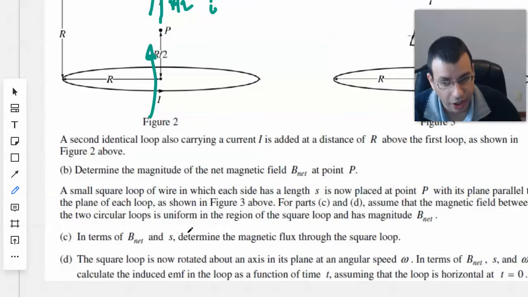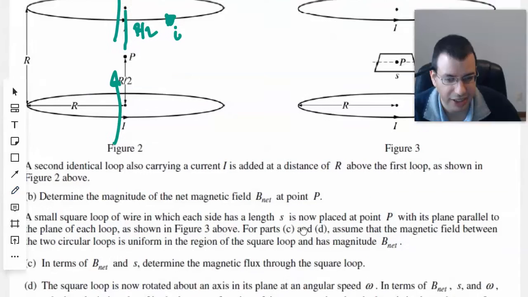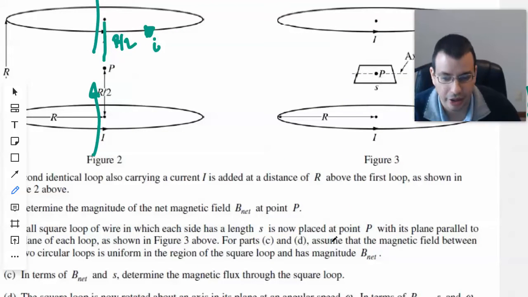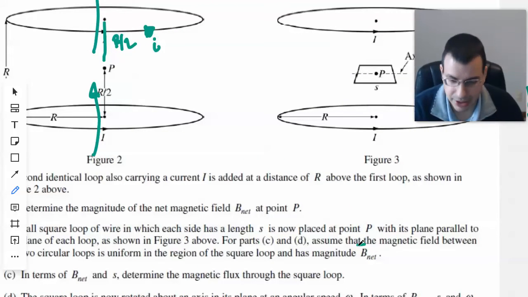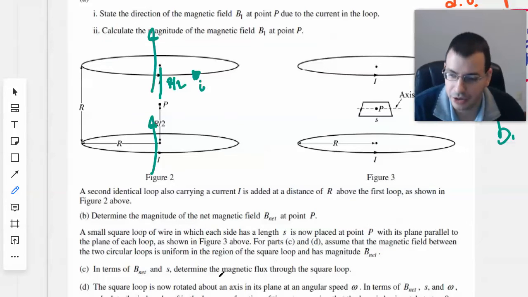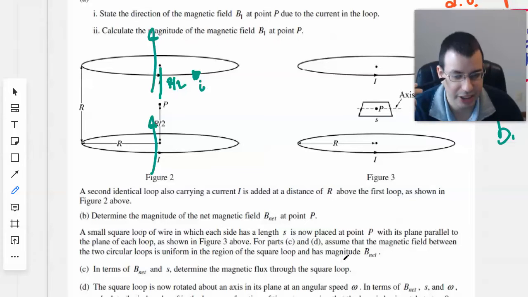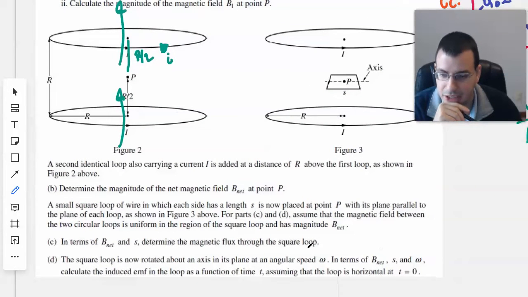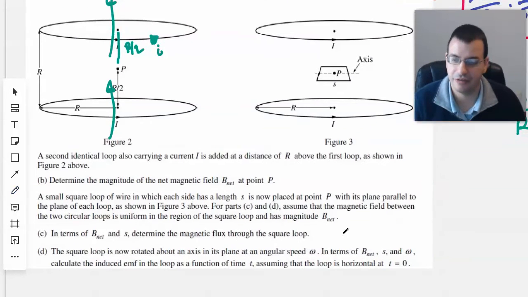A small loop of wire in which each side has length S is now placed at the point P, with its plane parallel to the plane of each loop, as shown in the figure above. For parts C and D, assume the magnetic field between the two circular loops is uniform. That's a big assumption, but okay, we'll go with that. In the region of the square loop it has magnitude B net. In terms of B net and S, determine the magnetic flux of the square loop.